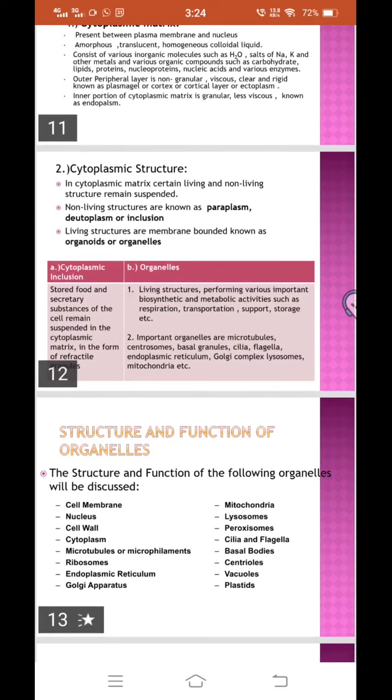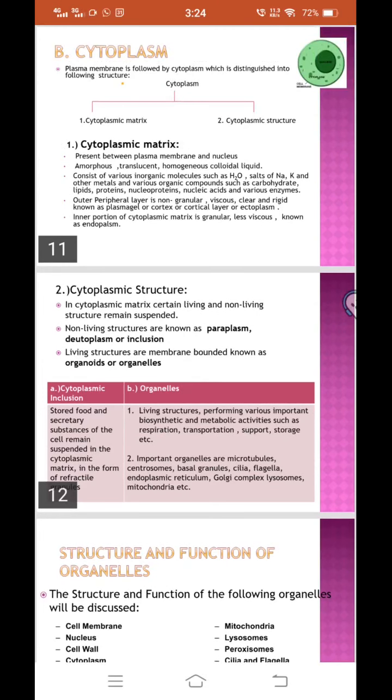Okay. Now next we have the living structures, which are the membrane bounded structures, and these living structures are known as organoids or organelles. Okay, so in the cytoplasmic structures both living and non-living structures are present. So the cytoplasmic structures have both cytoplasmic inclusions and organelles.